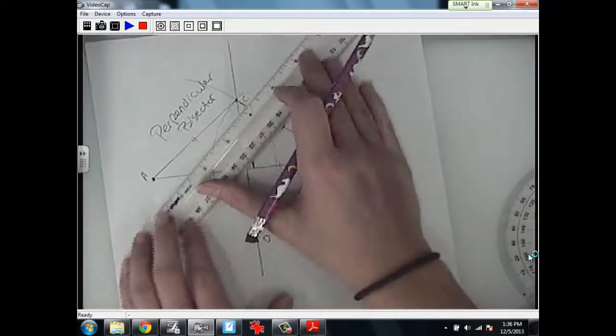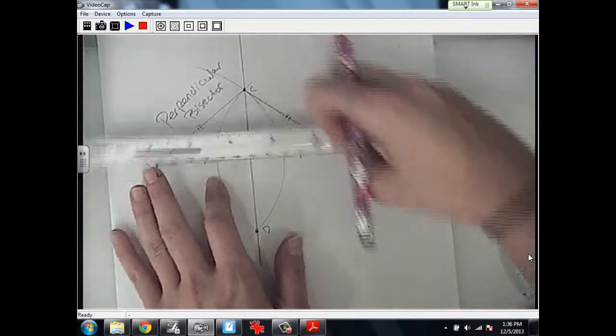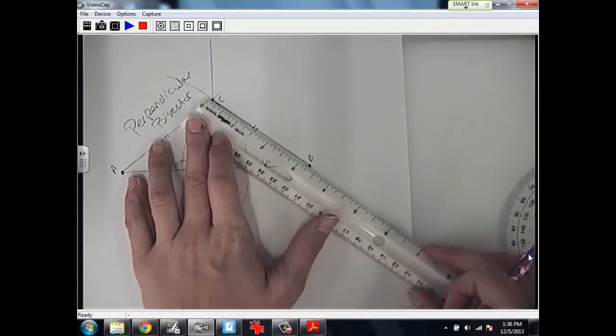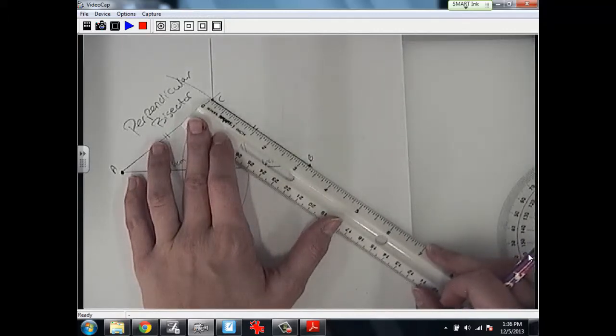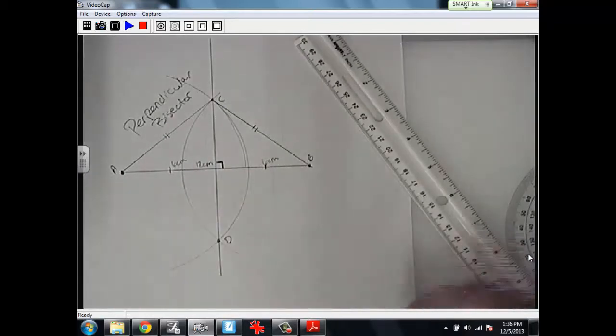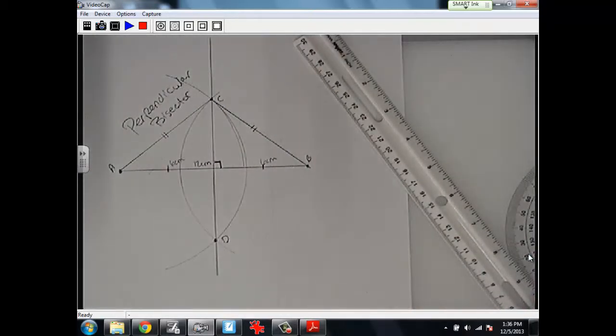How do I know? What happens if I measure it? That's like 3 1/4 inches. Now I'm using inches. Oh well. And that one, oh look at that. That's also exactly 3 1/4 inches. Right? So if this is my perpendicular bisector, then those two parts are going to be equal.